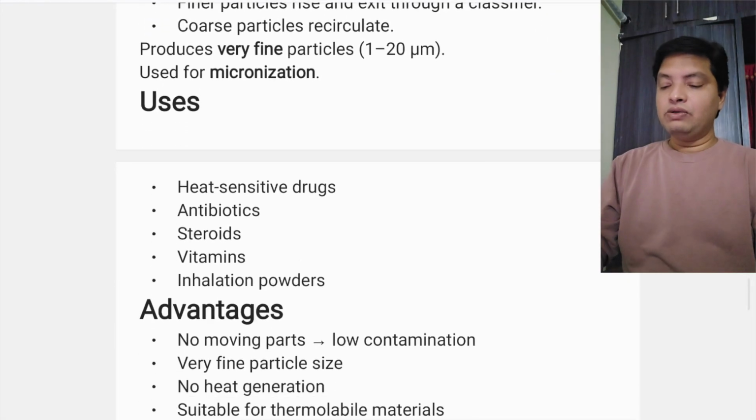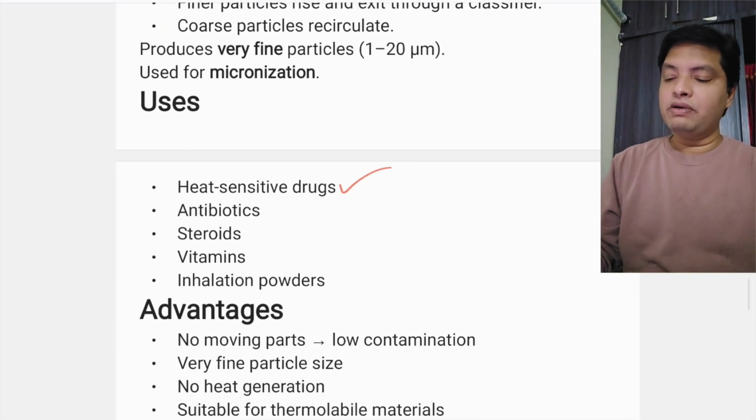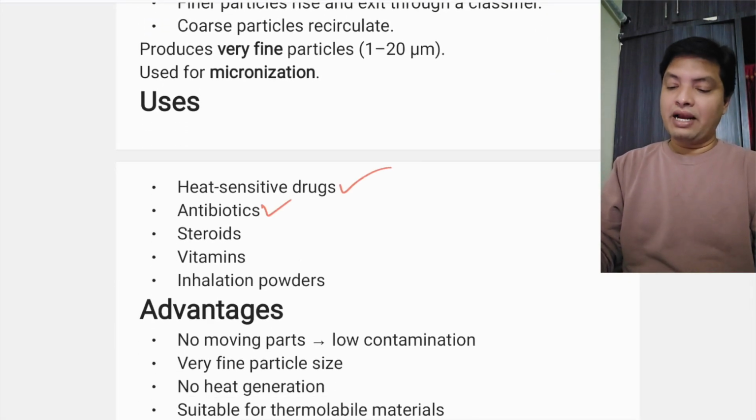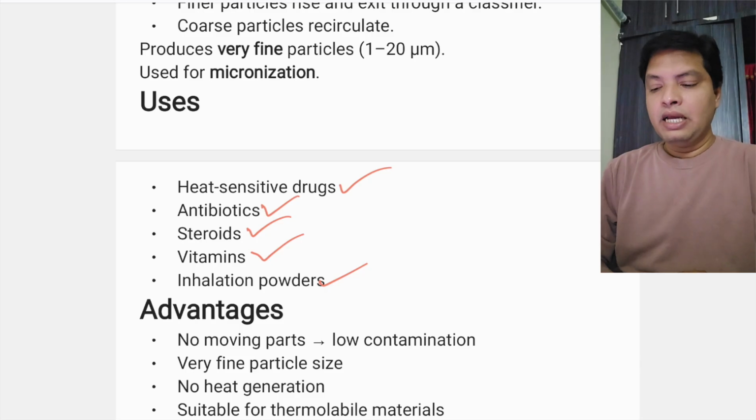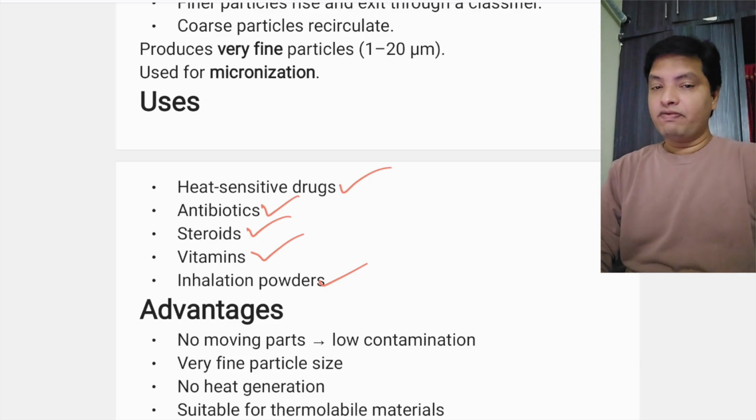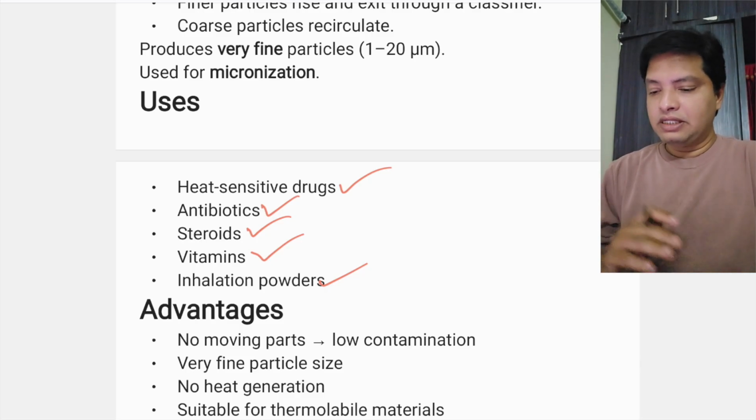Okay, so what are the uses? Because heat is not produced, heat sensitive drugs can also be used: antibiotics, steroids, vitamins and inhalation powders. Remember, antibiotics, steroids, vitamins and inhalation powders are the heat sensitive drugs.